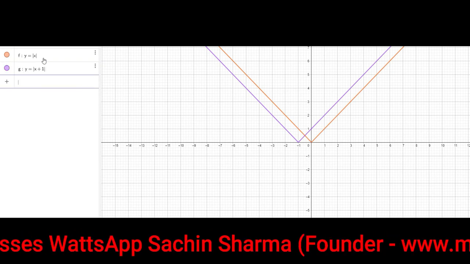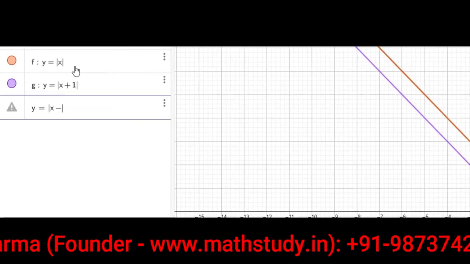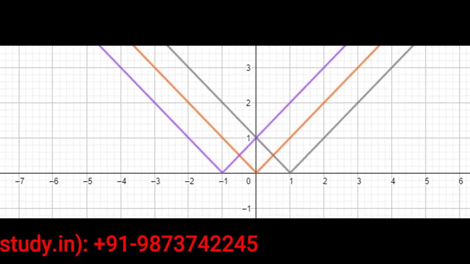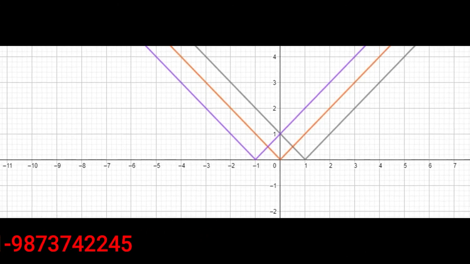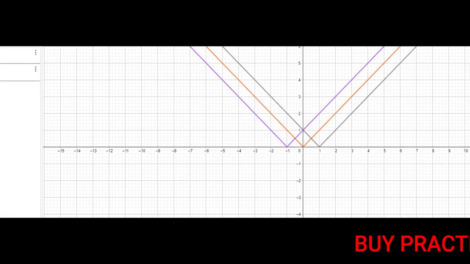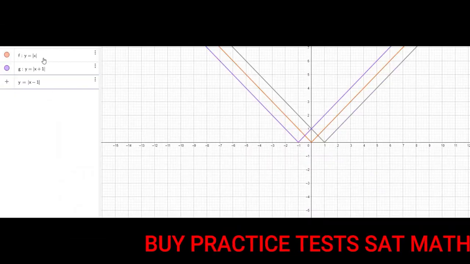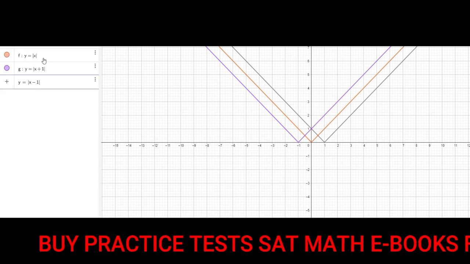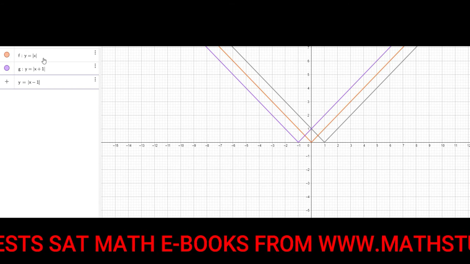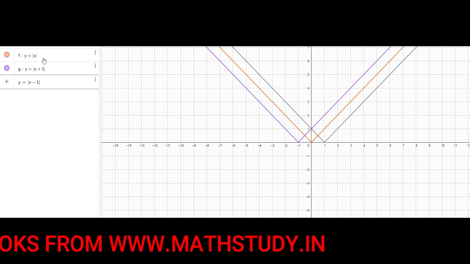Now let us draw another example here, let us input another, y equals to mod of x minus 1. See, the third graph is showing that x is moved by 1 unit in the positive direction, right? So why has it happened? It has happened because when we put x equals to 1 here, then y equals to 0. Very simple, right? So 1 is the critical point here from where the graph bends in another direction, right?